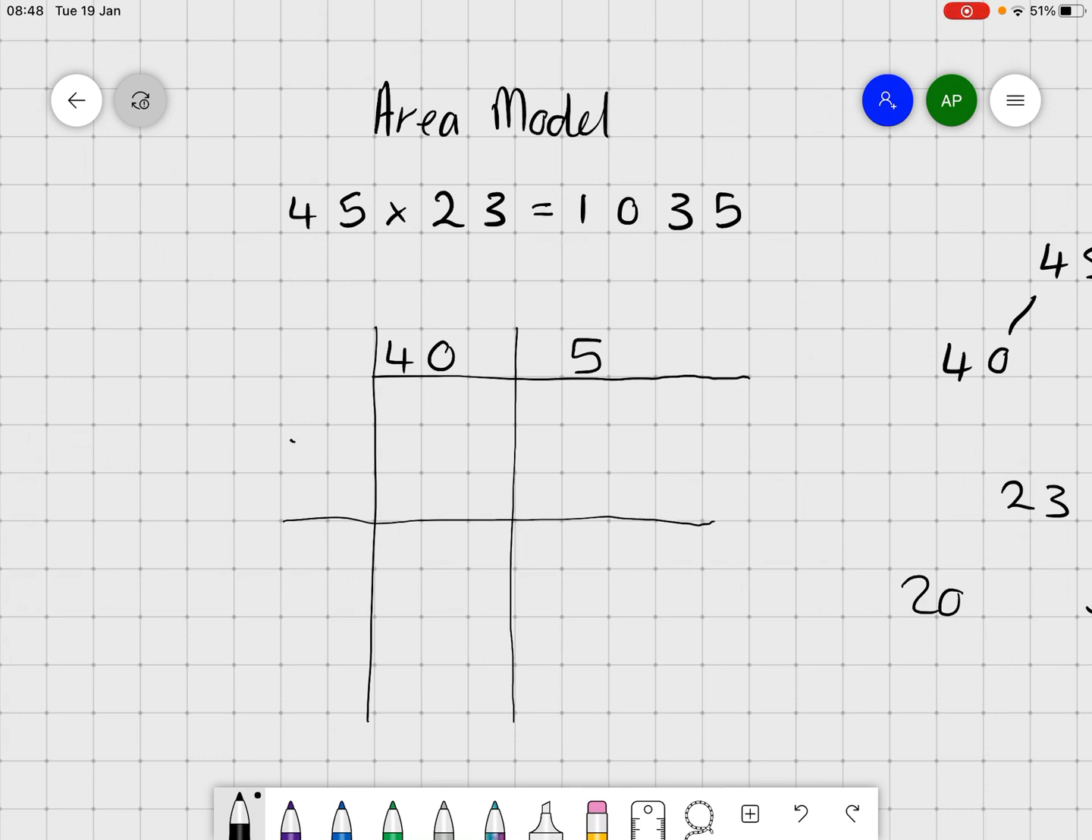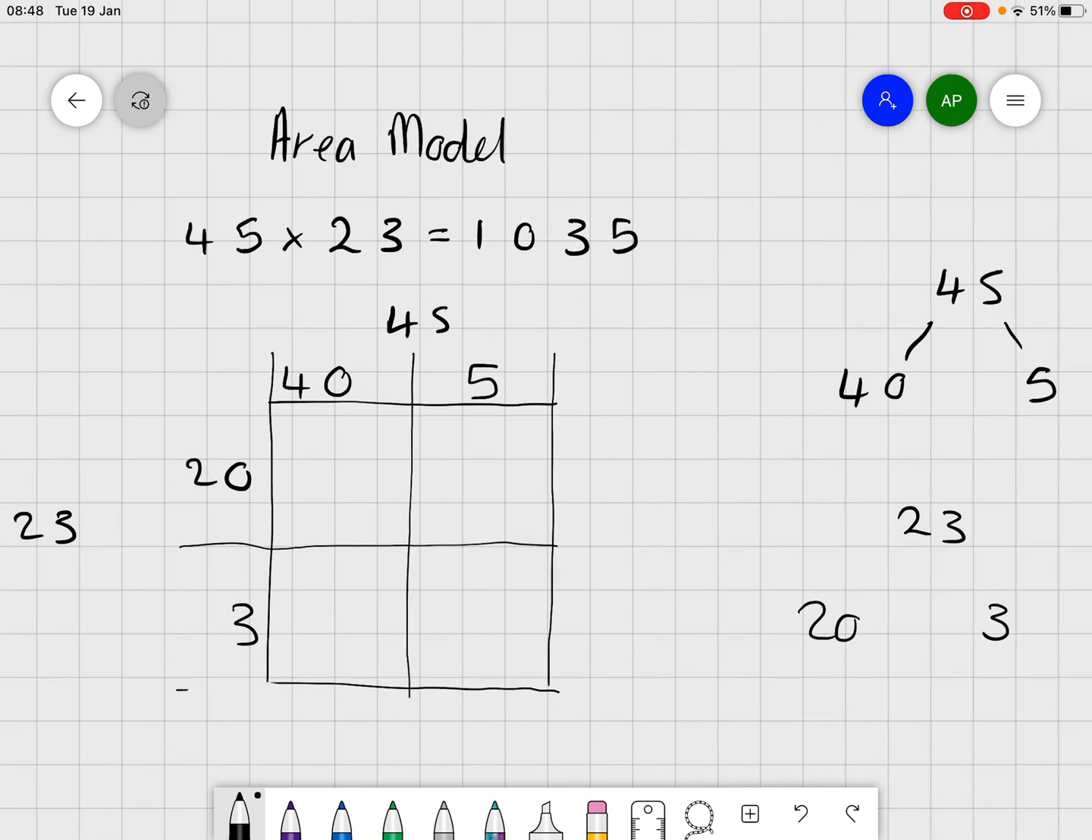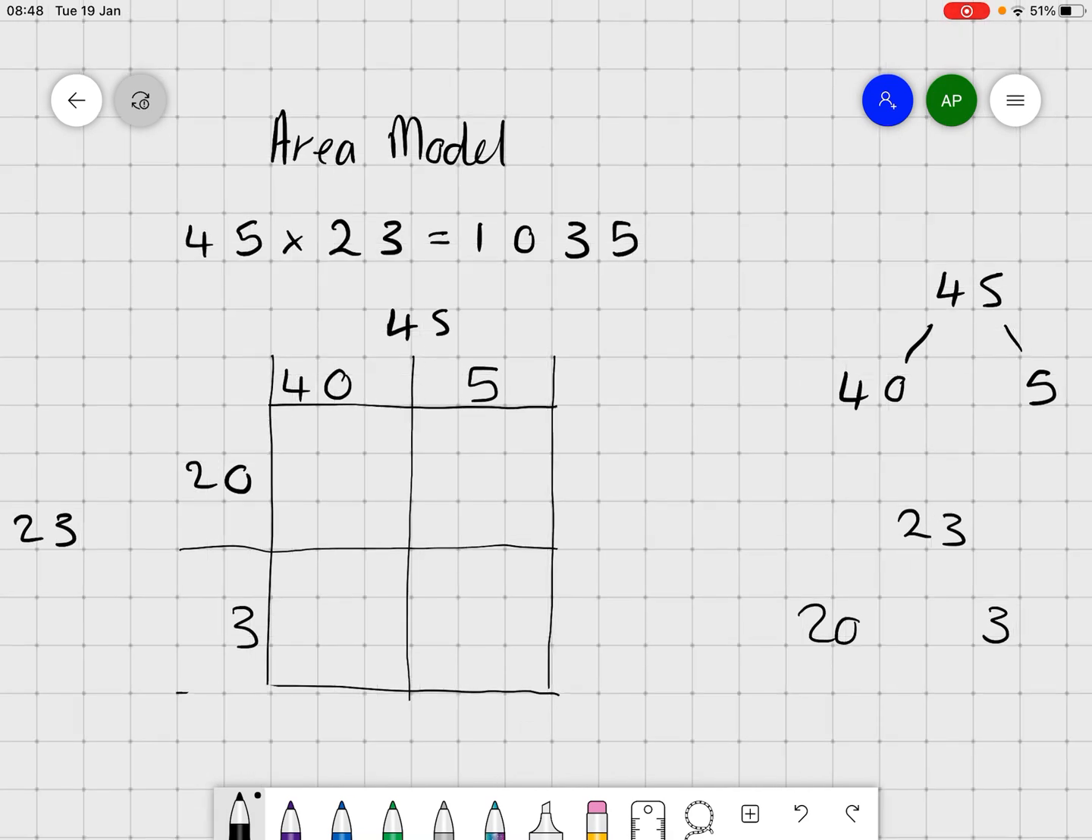And down the side, I am going to partition this like this. And I'm going to put my 20 and my 3. Now, if I wanted to, I can neaten that up. And you guys, of course, can use a ruler so it looks a lot neater. So, I've got my 23 multiplied by 45. Hopefully we can see now how that is partitioned.